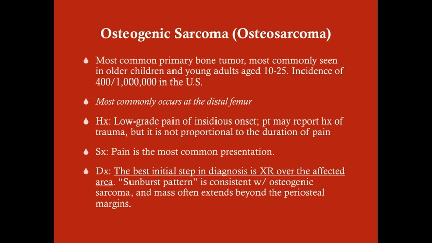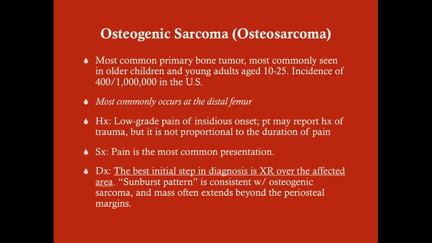Okay, so osteogenic sarcoma is another primary bone tumor, and this is the most common primary bone tumor. Whereas with Ewing sarcoma, you only see about 3 cases per million in the US, this is 400 per million. So this is some 120 times more common than Ewing sarcoma. So you're likely to see this at some point in your career. And this is more commonly seen in older children and even young adults, age 10 through 25. So this is something that you may see in practice even if you're not a pediatrician.